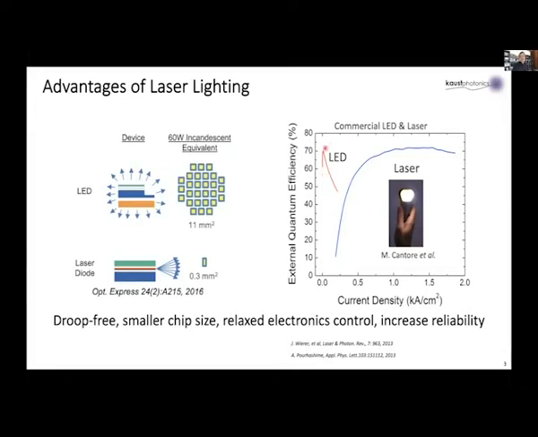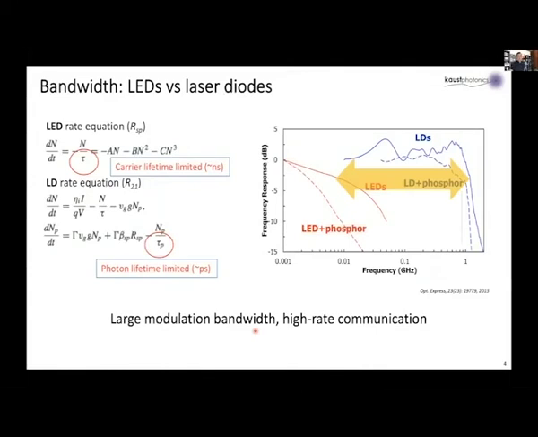In LED, we always observe droop. Droop means that when you inject high current into a diode, instead of keeping the external quantum efficiency constant, it tends to drop in efficiency. And for laser, under high injection current, the EQE stays fairly constant. So if we use a laser diode as a light source, it's easy to control and essentially a small footprint as well, and that would hopefully increase the reliability.